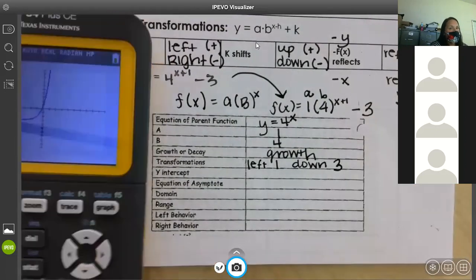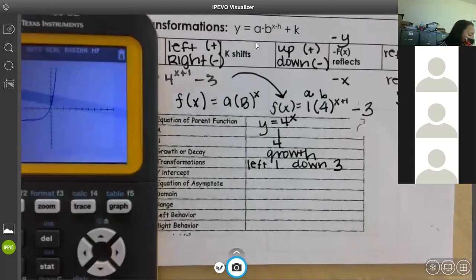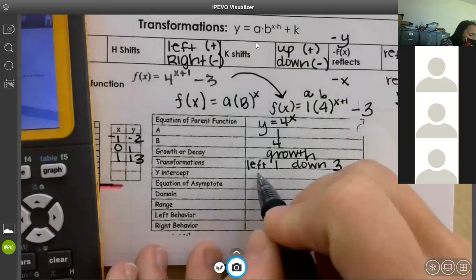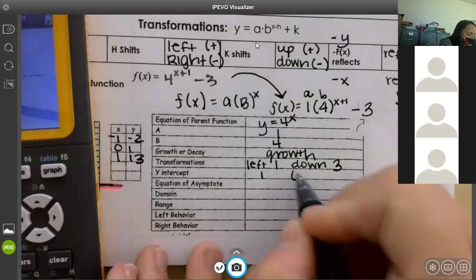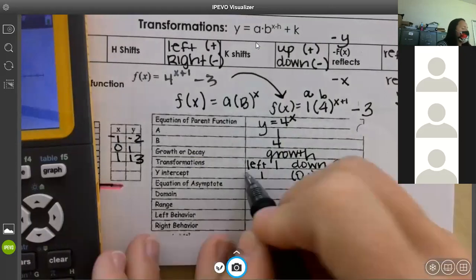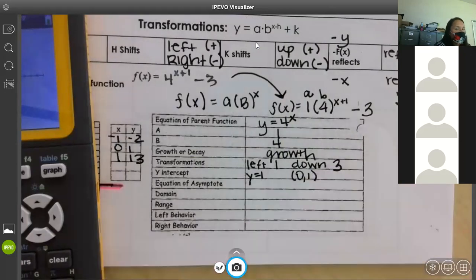Y-intercept. Where does it cross the y-axis? 0, 1. If you want to put it as a coordinate, that's perfectly fine as well. It doesn't matter. I usually write it as an equation. The reason I write it as an equation is so that you know that's where it crosses.